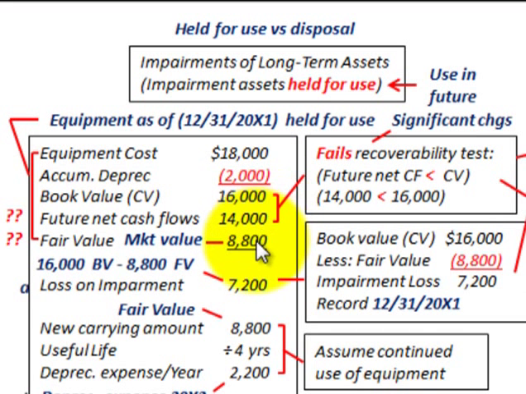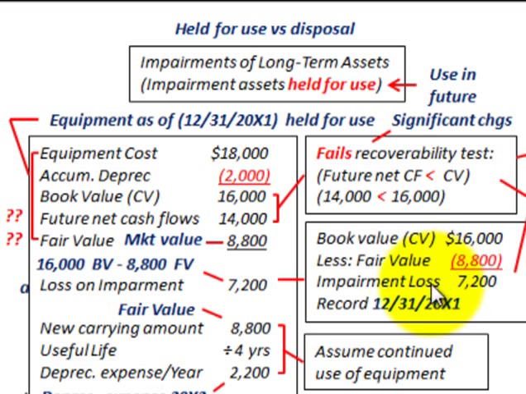So now, knowing these items, we know that we've had some significant changes in this asset, and we have to test to see if it fails this recoverability test. How we test that is we look at the future net cash flows of this asset, and if it's less than the carrying value, then it's going to have failed this recoverability test. So our future net cash flows of $14,000 are less than its carrying value of $16,000. So we've failed our recoverability test.